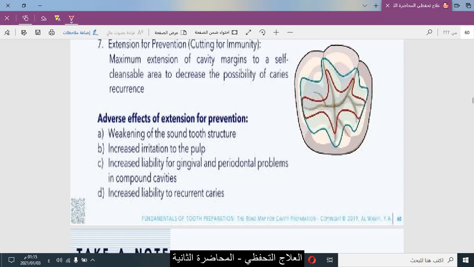We are less conservative, and we have to be more conservative. At this stage we are increasing the pulp, because we are cutting into the area where the pulp is higher. So we are close to the pulp, and sometimes we invade the pulp, which increases the chance of recurrent caries.